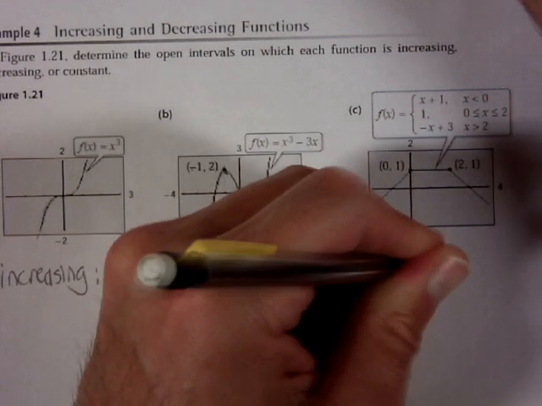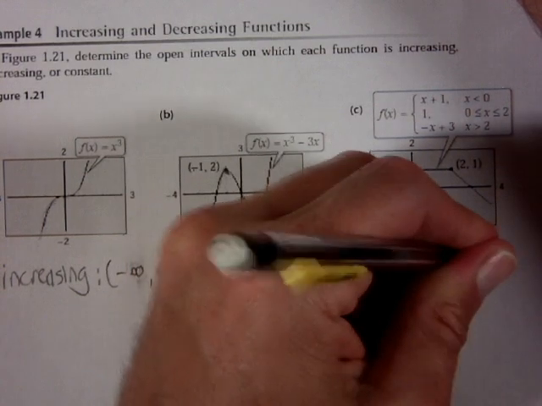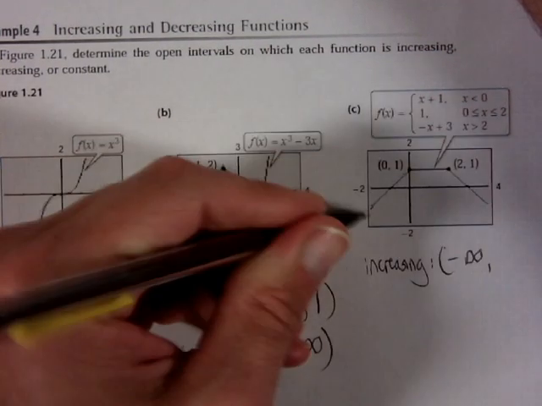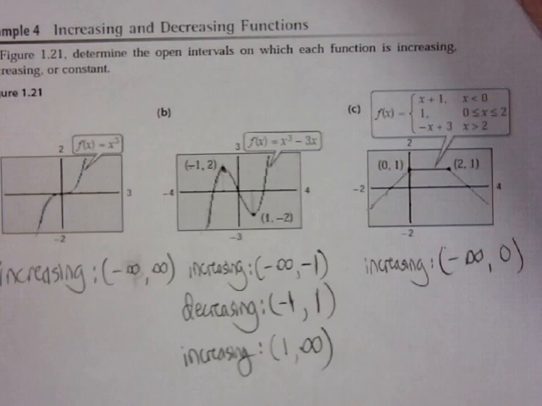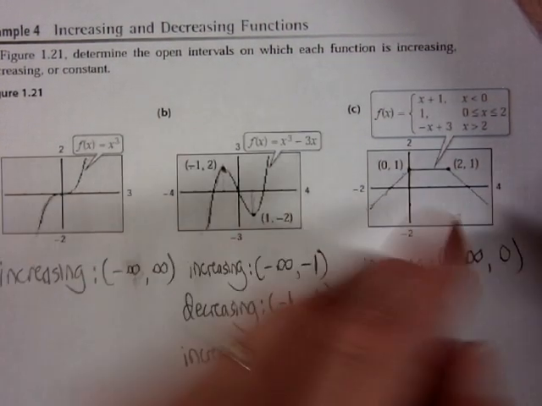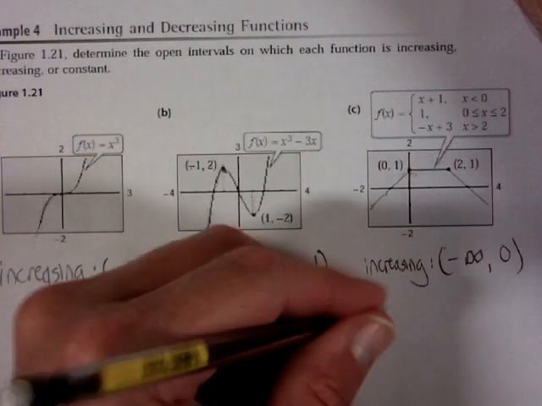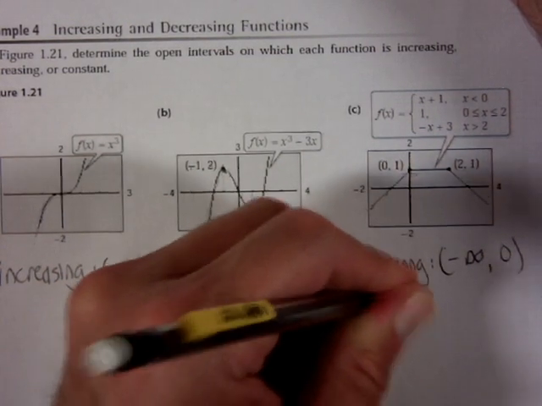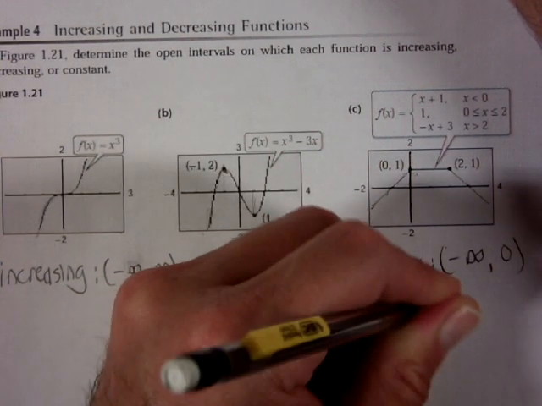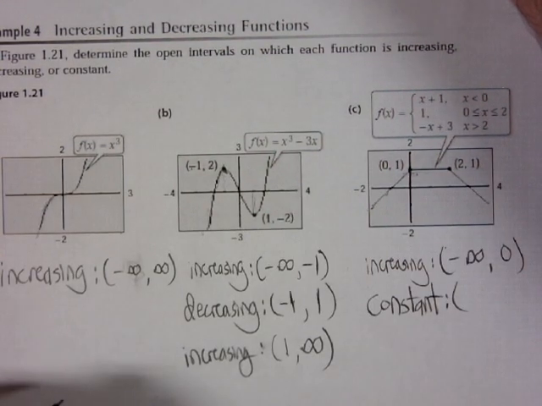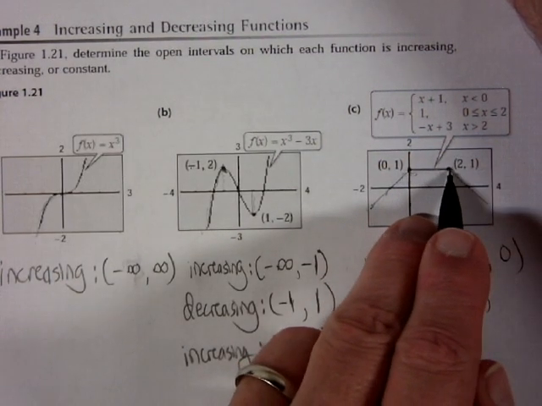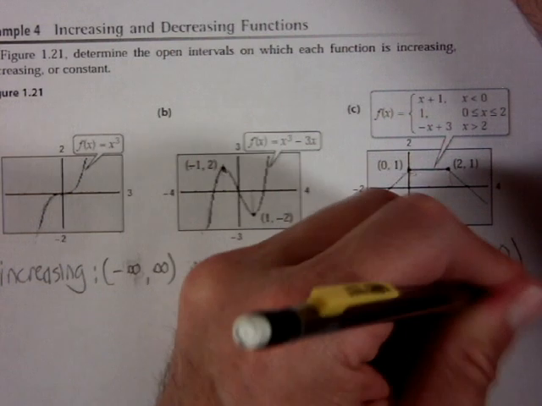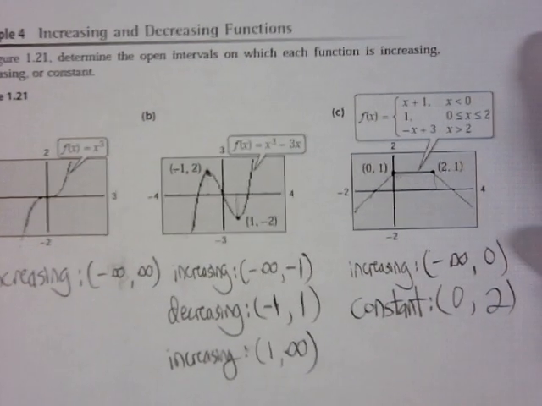All right, it's increasing. And it starts increasing at -infinity and continues to increase all the way to 0. Now, at 0, what happens? Well, at 0, it goes flat, so that would be constant. At 0, it goes flat, so that's constant from 0 to which point? To 2. Remember, you're looking at the x values when you're writing out the intervals. So it's constant from 0 to 2.